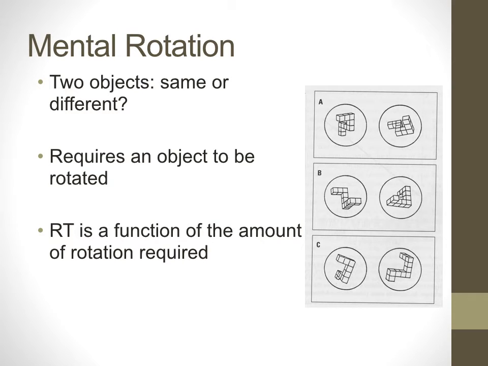Or is this too difficult for our brain to do? Because when you have something in front of you, it's really easy to rotate it and look at it when you're holding it in your hand, but does our brain have the capability to do this on its own?